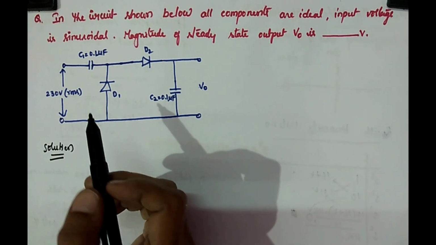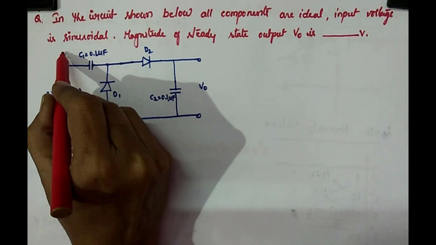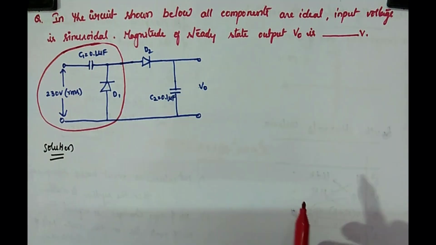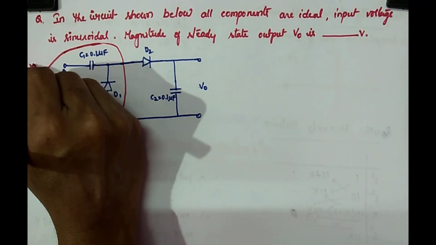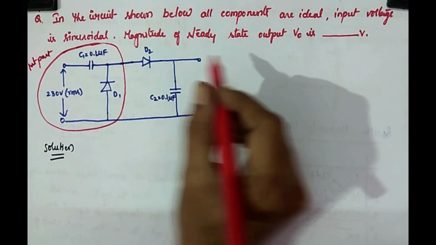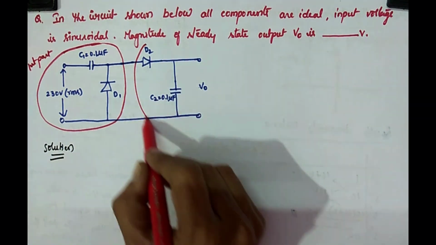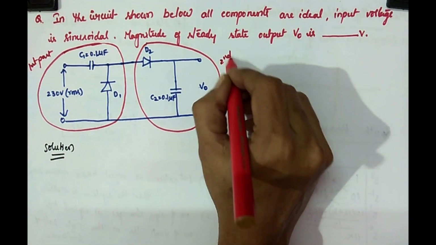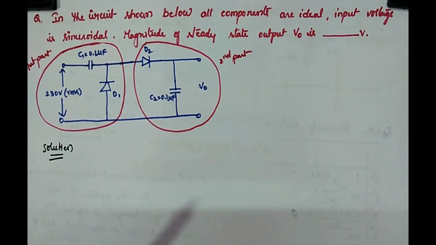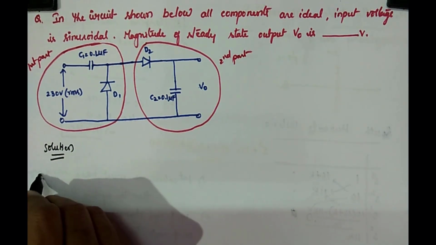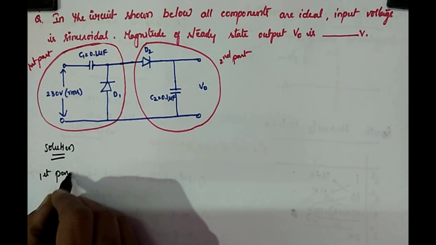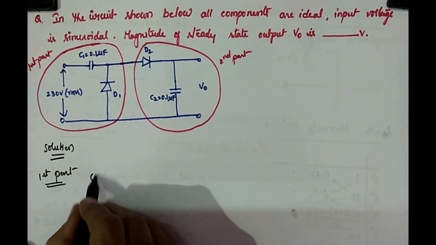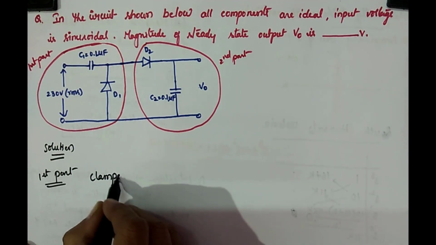Say this part of the circuit is the first part, and this is the second part. Let us speak about the first part of the circuit. The first part of the circuit is nothing but a clamper circuit.